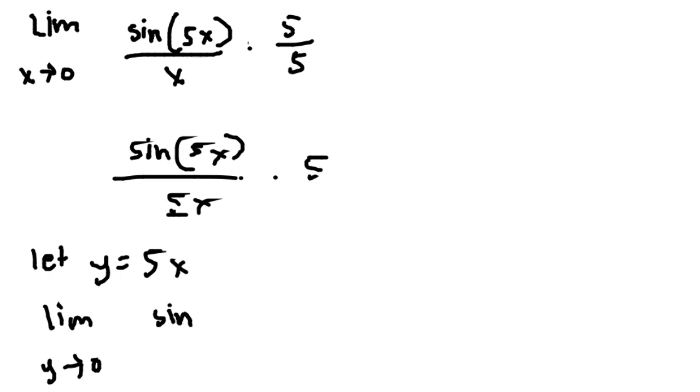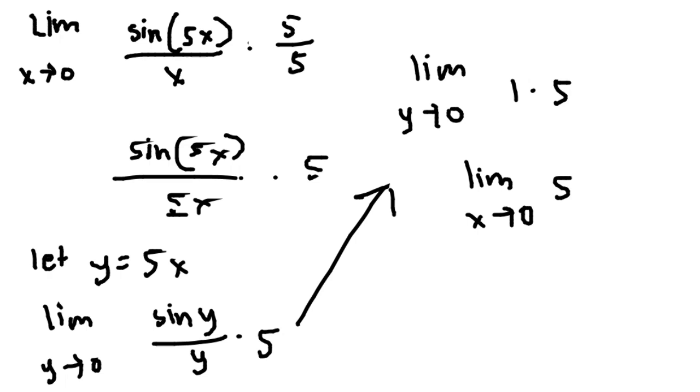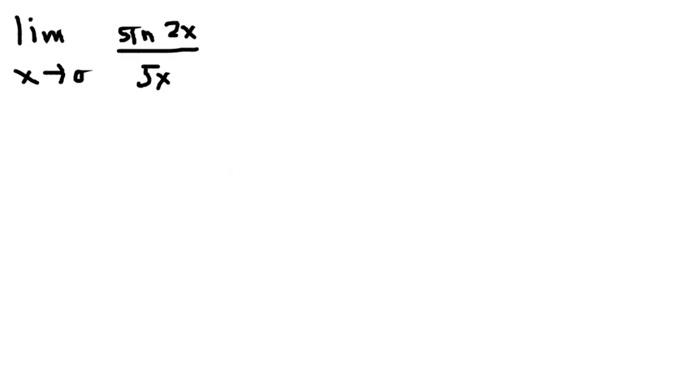If we do that, we're going to replace x by y too. So we get this. Now sine y over y is familiar, and that's going to be approximately equal to 1. So the limit as y approaches 0 is going to be 1 times 5. So 1 times 5 is going to be 5. So this is the limit as x approaches 0 of that function.